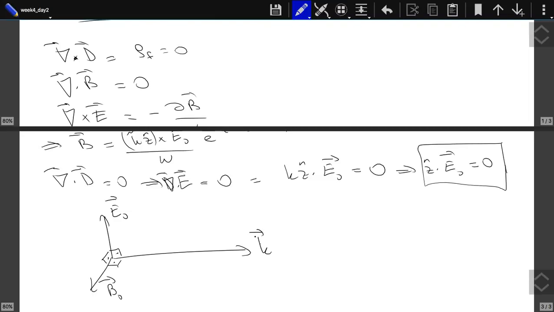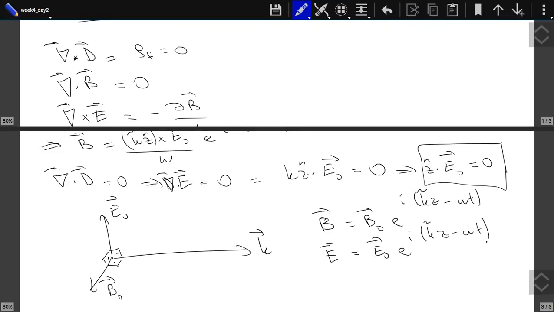But there is one difference though. Let's look at these B0. Well, what I said was B is equal to B0 e to the power i(k tilde z minus omega t). E is equal to E0 e to the power i(k tilde z minus omega t). E0 and B0 are at right angles with each other. They are both perpendicular to k. What about the magnitudes of E and B?